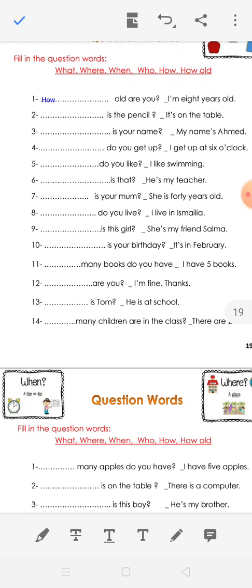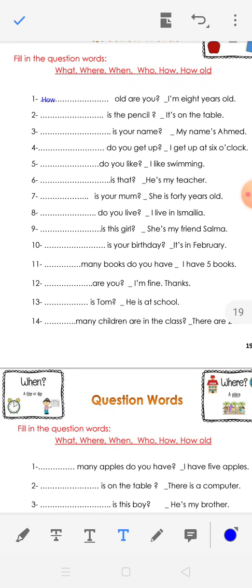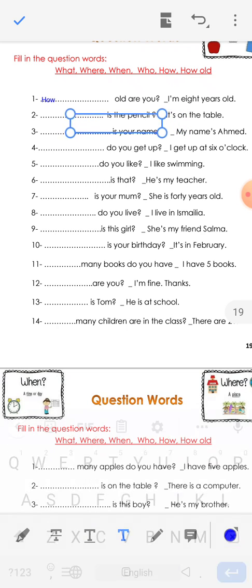Number 2. It's on the table. Perfect. It's a place. Where? Where is the pencil? It's on the table.